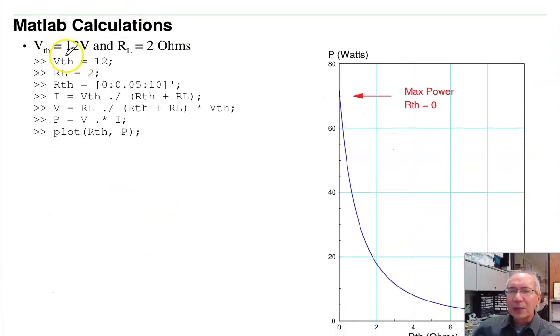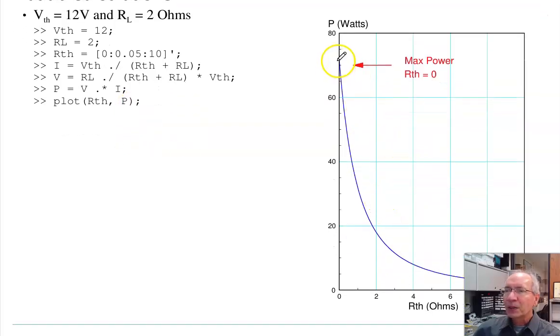You can see that in MATLAB. Suppose I've got a 12-volt source, 2 ohm load. R Thevenin could be anything between 0 and 10 ohms. Find the current, find the voltage at the load, power is volts times amps, plot it. Here's the power to the load versus resistance. Max power is at 0 ohms. The smaller the resistance, the better. So it's a slightly different problem. Can I vary the load or vary R Thevenin? R Thevenin should be as small as possible. The load should match R Thevenin.